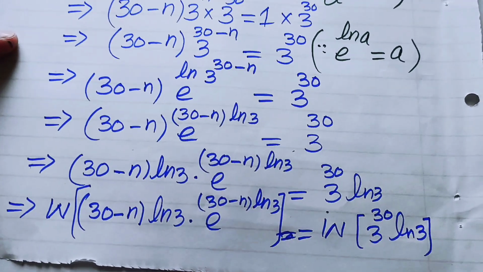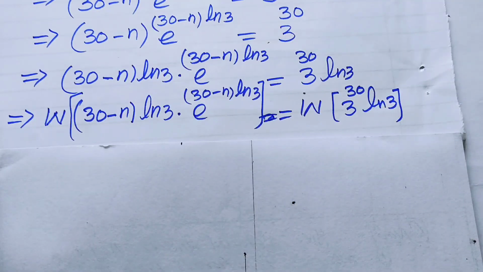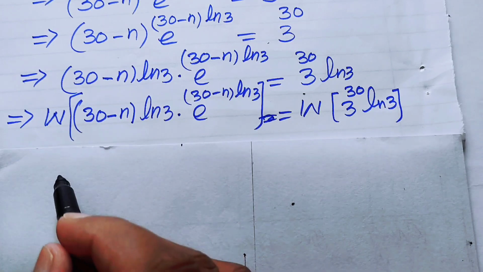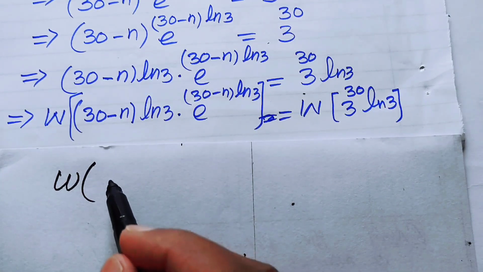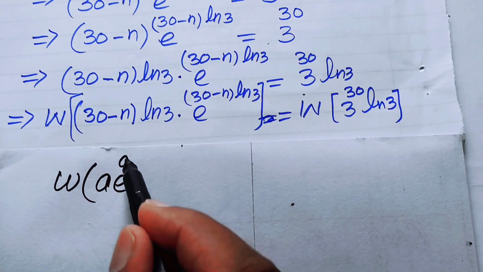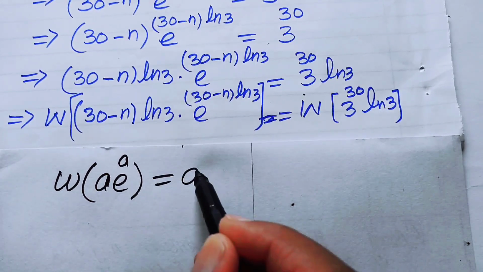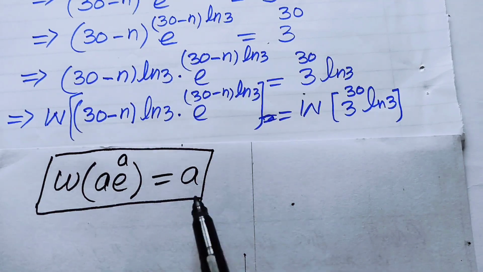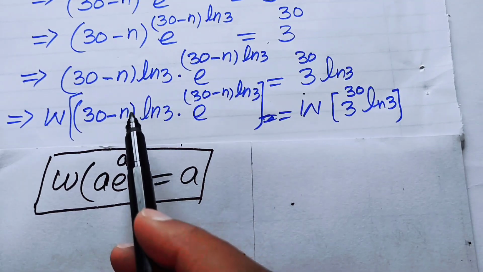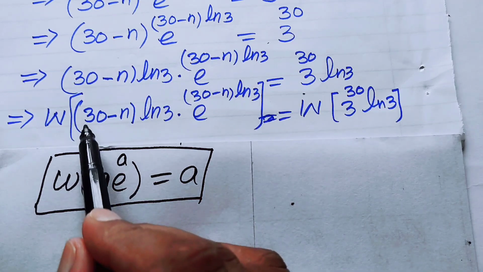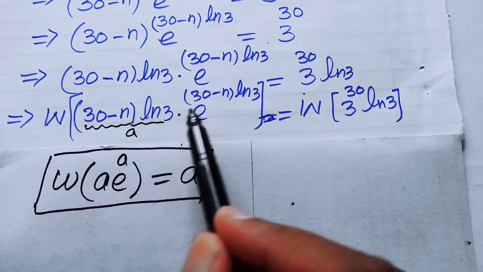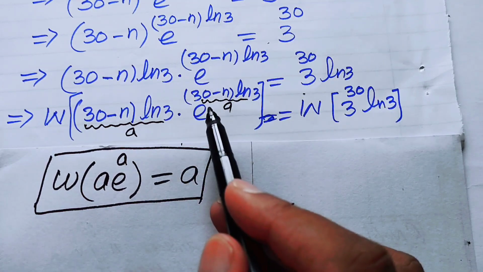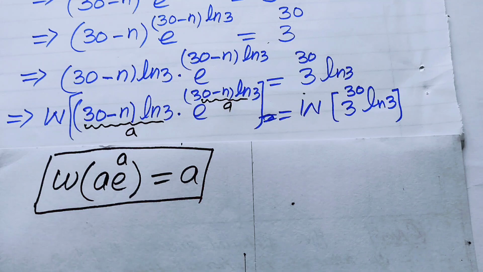Now I can apply the Lambert W function, which I explained at the start of the question. It can be written as W of a times e to the power of a is equal to a. So this is the Lambert W function. I can apply it on the left-hand side of this equation, because here you see this is the value of a and this is again the value of a. So this equation is in the form of the Lambert W function.